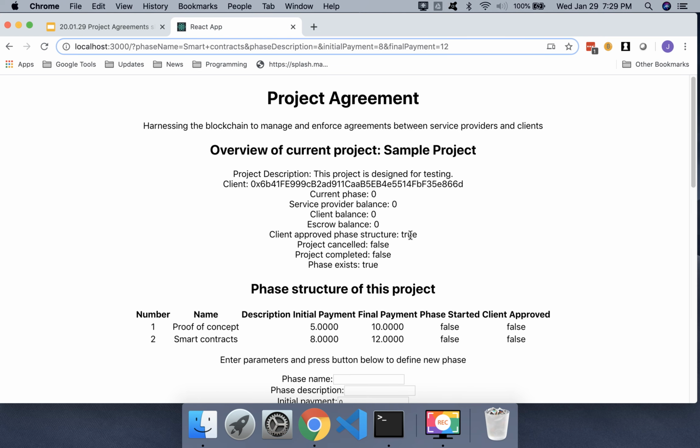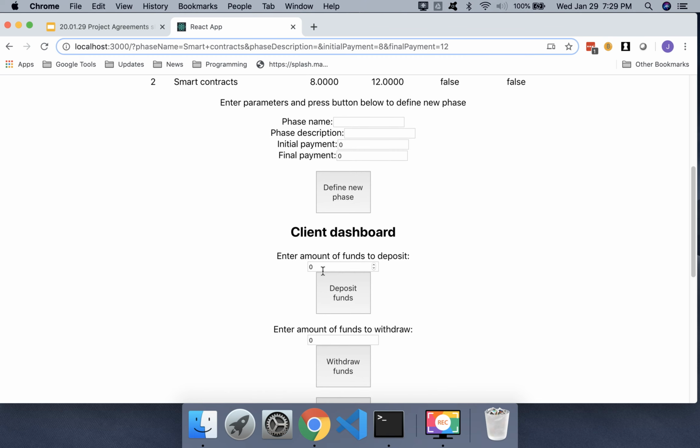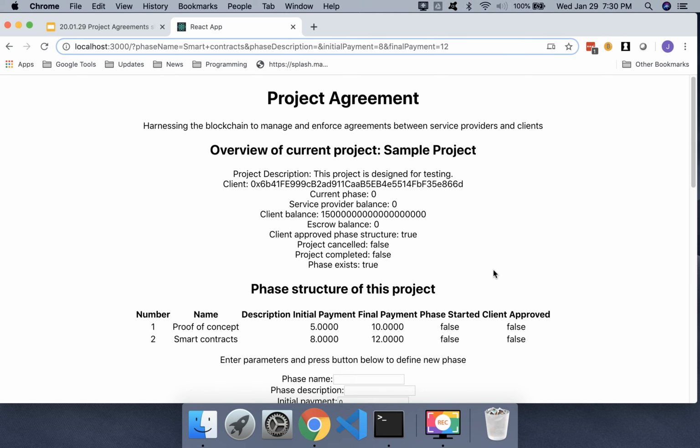You can see in the project status that client approved phase structure is true. Now, the next step is that the client needs to make a deposit in order to cover the work for the first phase. So we'll go to the client dashboard and deposit 15 ETH to cover the initial and final payments for that first phase. And this money is obviously going to be held by the contract.